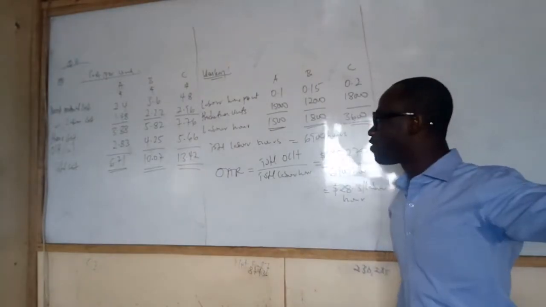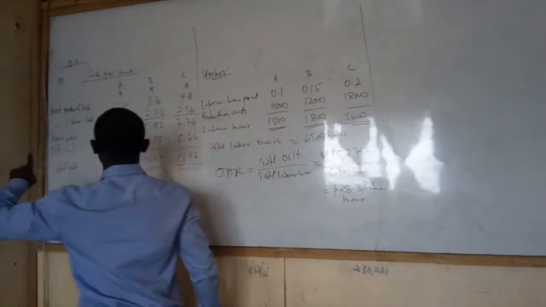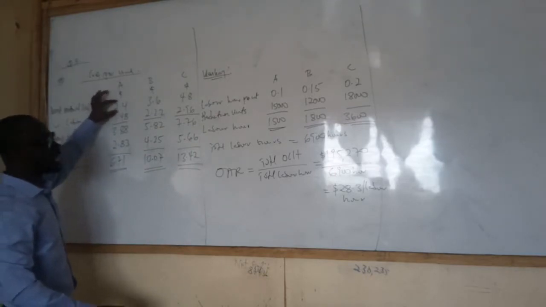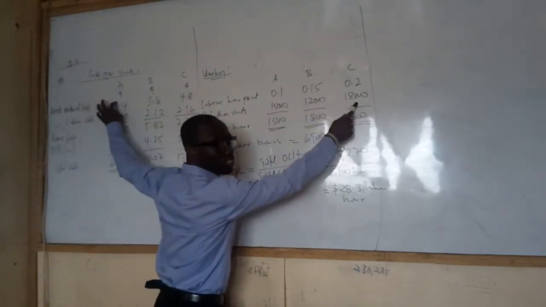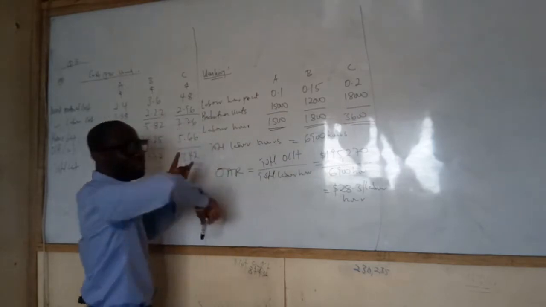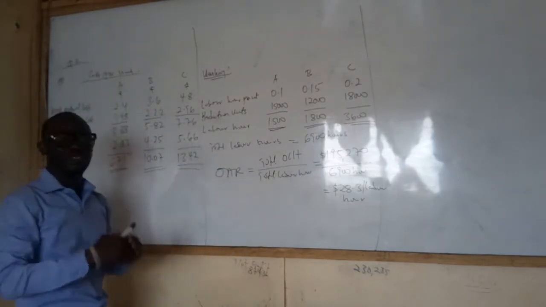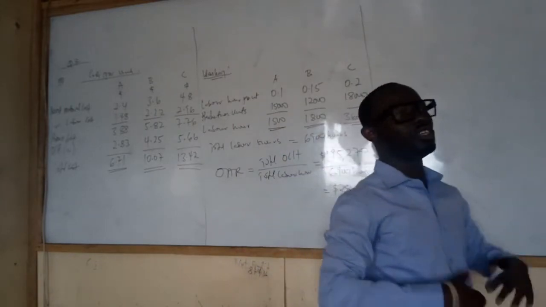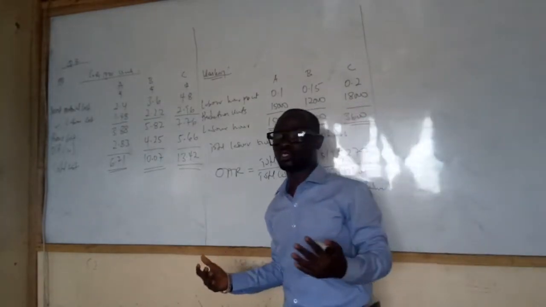So, to address your question, if you wanted to do it in total, then you would have multiplied this by all the units. So that's it. If the question says per unit, you work in units. So if it says total, then we work in total.